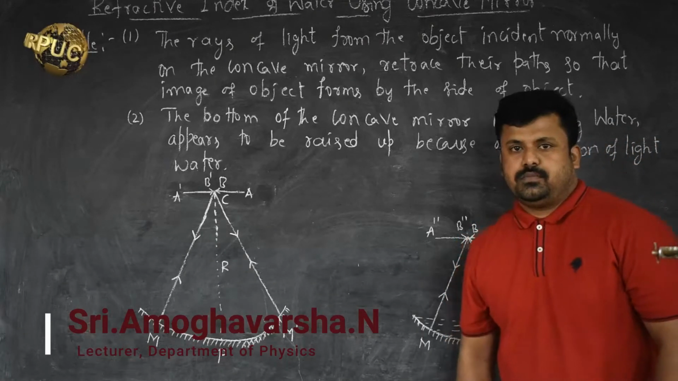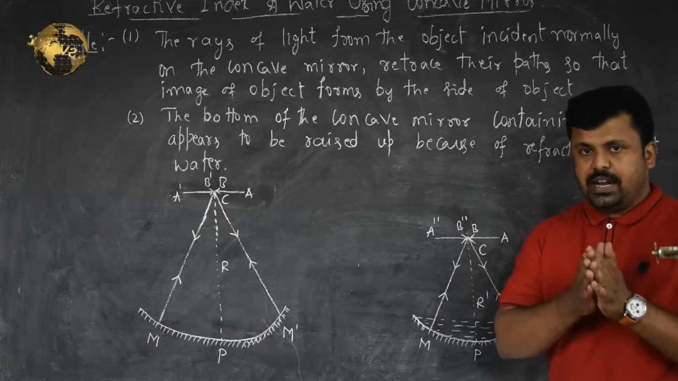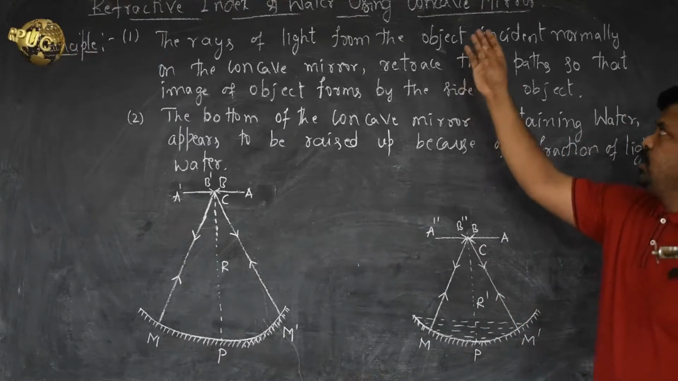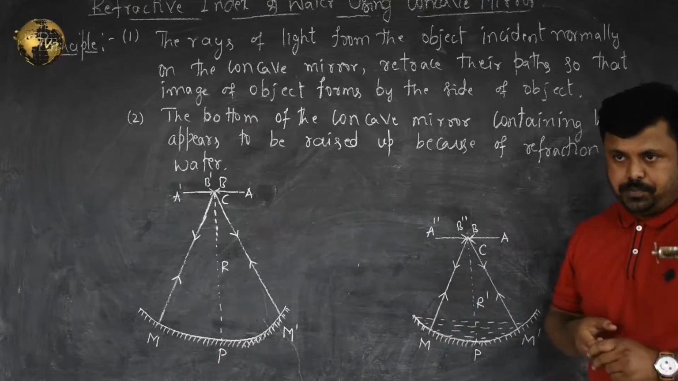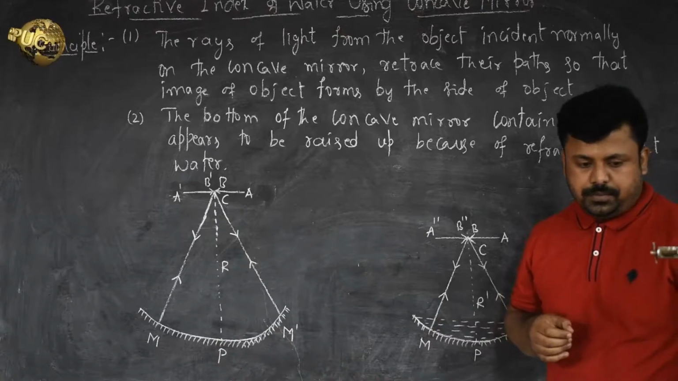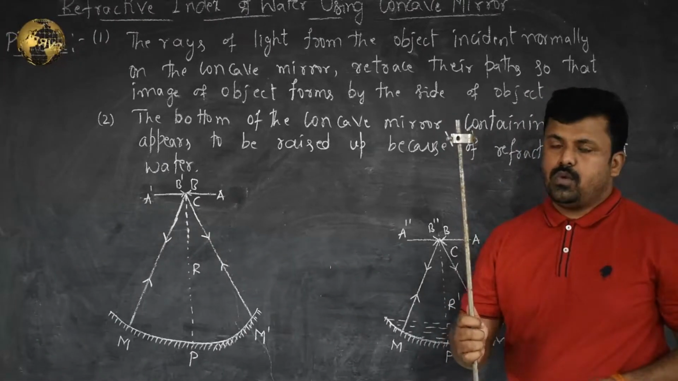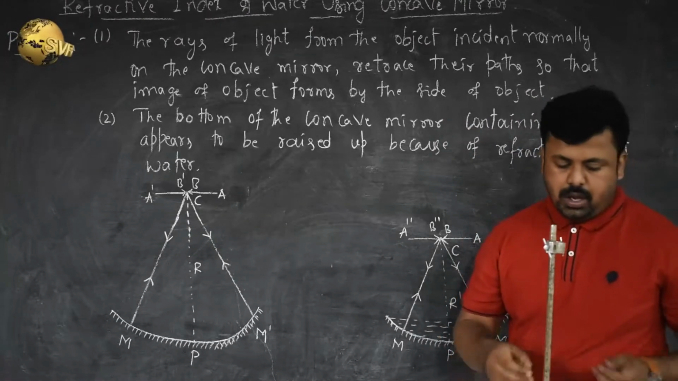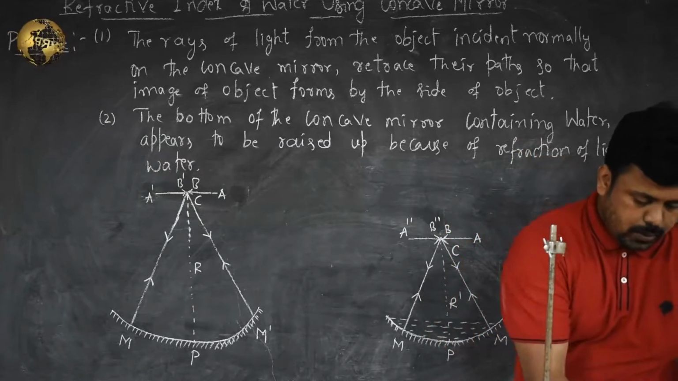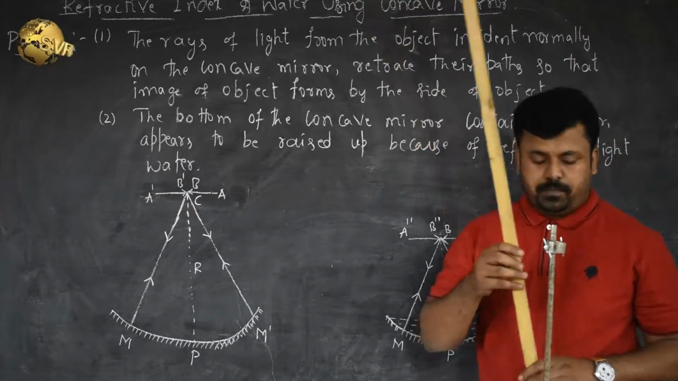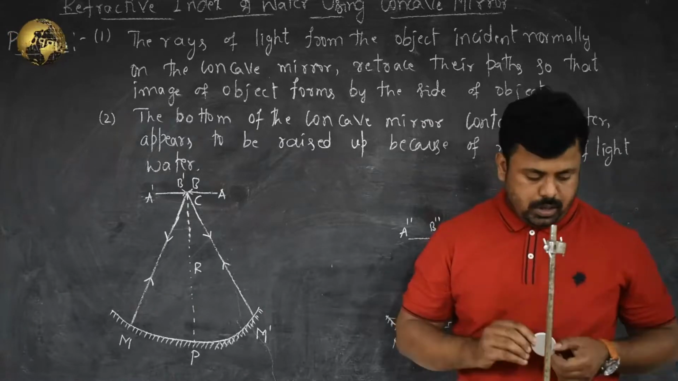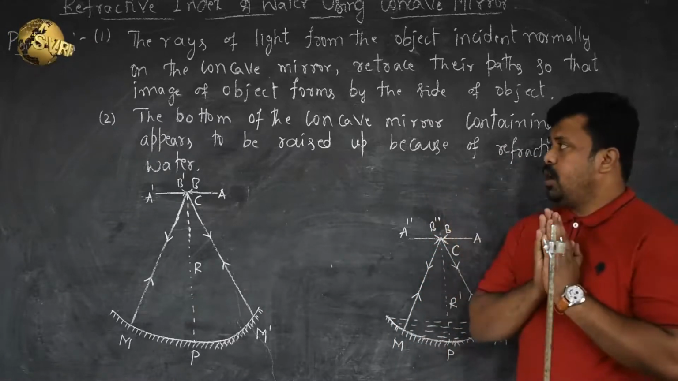Welcome to the session. In this session, we are conducting an experiment to find out the refractive index of water using a concave mirror. For this experiment, the apparatus used are the stand, point object, meter scale and concave mirror. So let's go through the principle.